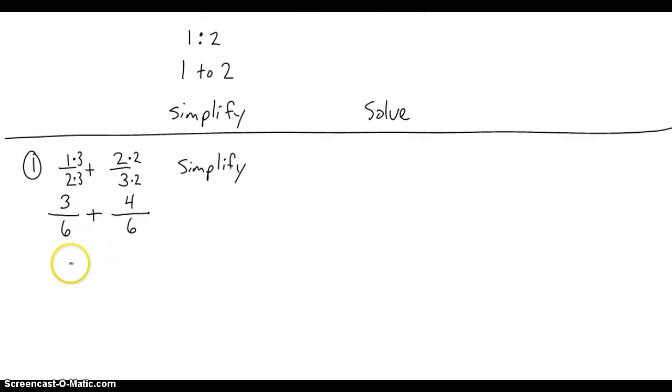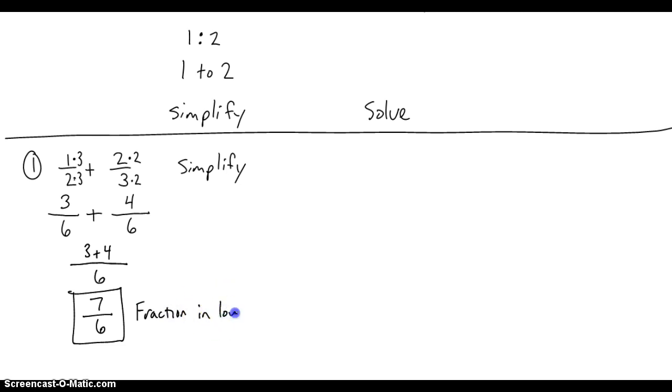Now, to add fractions, I add my numerators, 3 plus 4, and I keep my denominator the same, 6. Finally, I add 3 and 4, and I keep my denominator 6. So my final answer is 7/6. I have a fraction in lowest terms. In lowest terms means there is no term common between my numerator and my denominator. Notice that I wrote 7/6 as a fraction, not 1 1/6 or a decimal. It's 7/6.